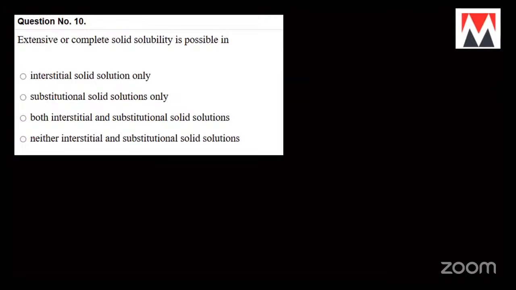So it is substitutional solid solution only. Because in interstitial solid solution, you won't be having complete solid solubility. Only in substitutional solid solutions, you'll be having, for example copper, nickel. These are substitutional solid solutions. Even if I had interstitials, it won't be completely soluble in each other. Interstitials are the ones which will occupy interstitial sites, right? Substitutionals, isomorphous systems, they can be completely soluble with each other.